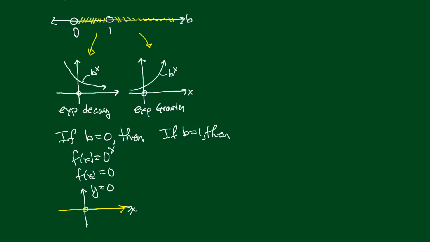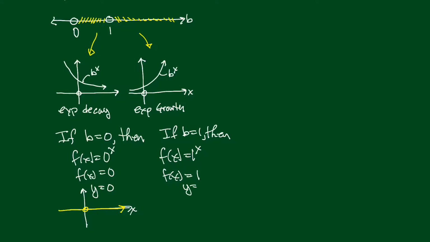Now what happens if b is equal to 1? Well, then you get this function. f of x equals 1 to the x, but 1 to any power is 1. So now we're just looking at f of x equals 1. Let me actually draw that 1 so it looks like a 1. So f of x equals 1.